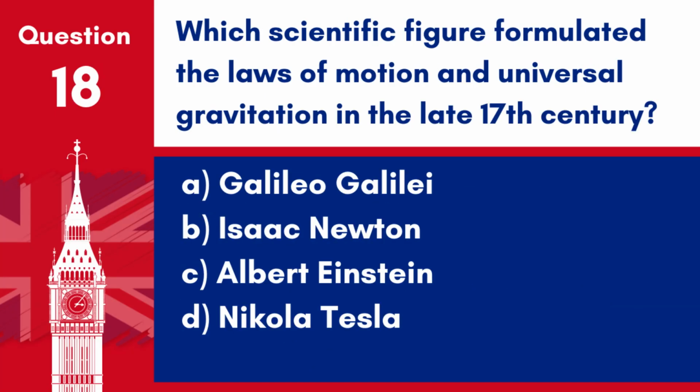Question 18. Which scientific figure formulated the laws of motion and universal gravitation in the late 17th century? A. Galileo Galilei. B. Isaac Newton. C. Albert Einstein. D. Nikola Tesla.